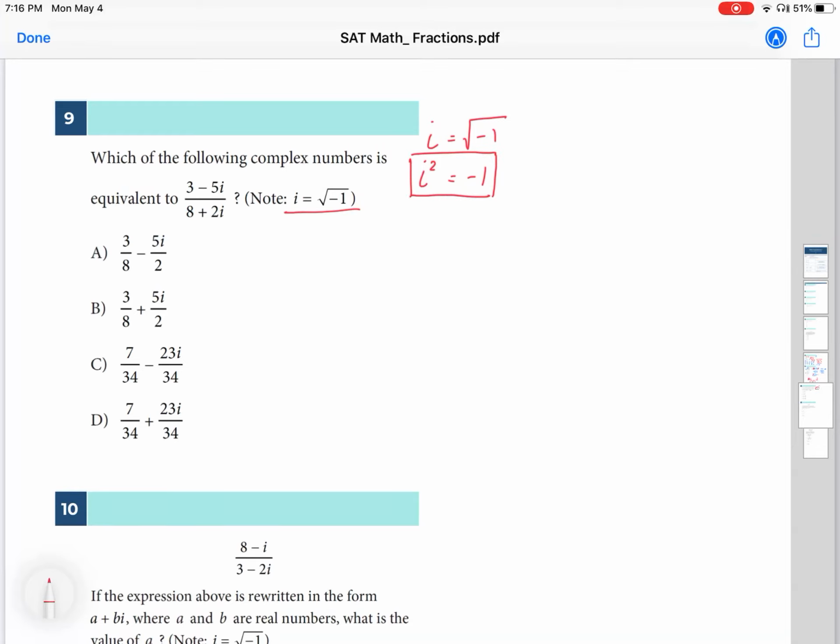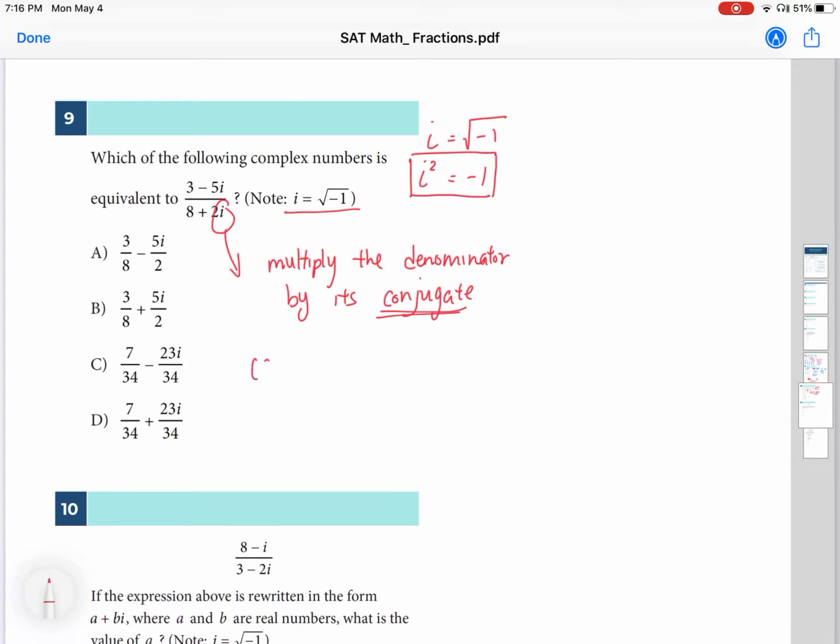But the main idea here that we want to take away for the SAT is that when we see i, we want to always multiply the denominator by its conjugate. Now, some of you may wonder, what is a conjugate? Okay, a conjugate is actually a really easy concept.